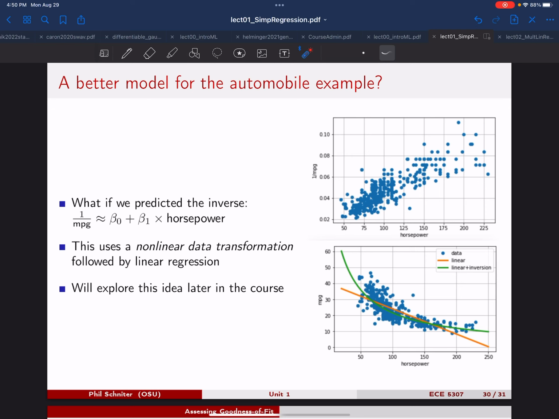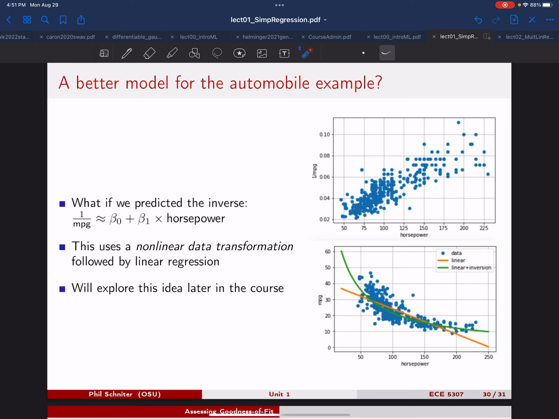Instead of predicting miles per gallon, why don't we predict inverse miles per gallon? Turns out that if you plot this scatter plot of inverse miles per gallon, it looks like this, which, as you can see, is a very nice linear shape. So we just pre-process our data by inverting all our targets. We predict this, and then once we get our prediction y hat, we invert that, and we get back miles per gallon. If you do that, you actually get this curve.